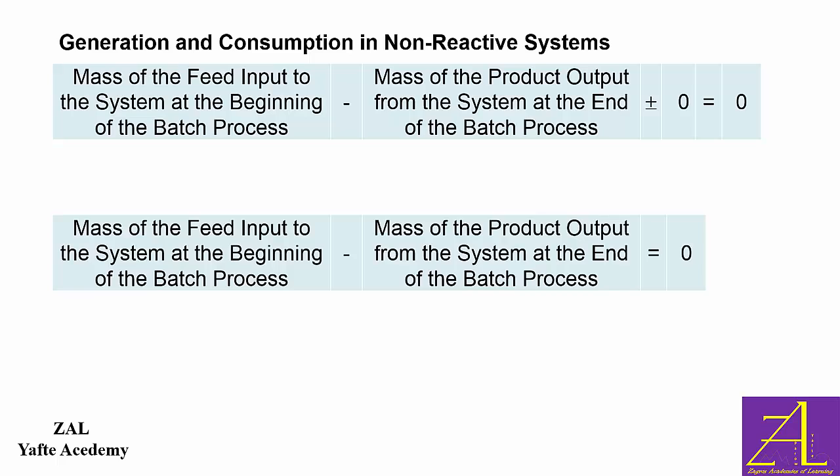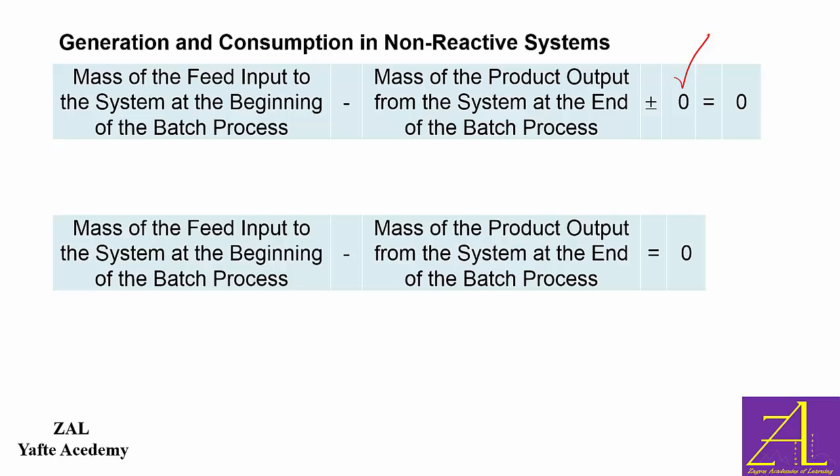For a system that does not involve reaction, which we call a non-reactive system, the generation consumption term is always zero, both for total mass as well as individual species or components involved. And therefore, you can see this term to be zero. Since mass balances on non-reactive systems are less complicated, we address them first in this lecture as well as a number of future lectures.